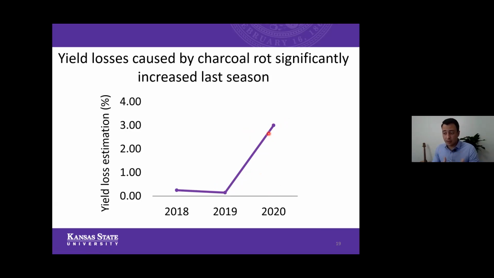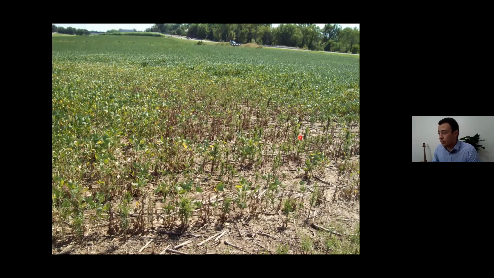There were certain regions in Kansas that were heavily affected by charcoal rot last season, and it caused a significant yield drop for those locations. So if you had charcoal rot last season, we need to think about what we will do for this upcoming season. Just to show you this field, it's here in Manhattan at the North Farm. We see right in the center, very affected by charcoal rot, but all of this yellowish here is caused by charcoal rot as well.